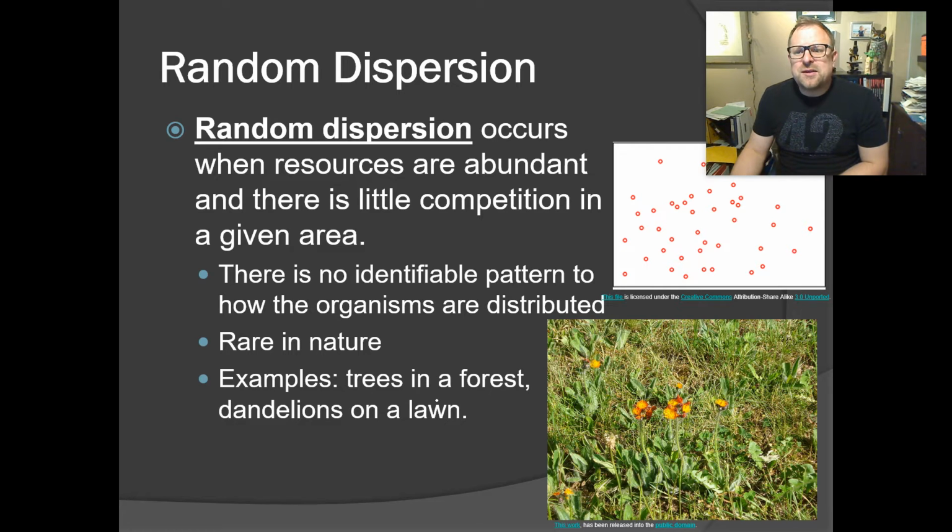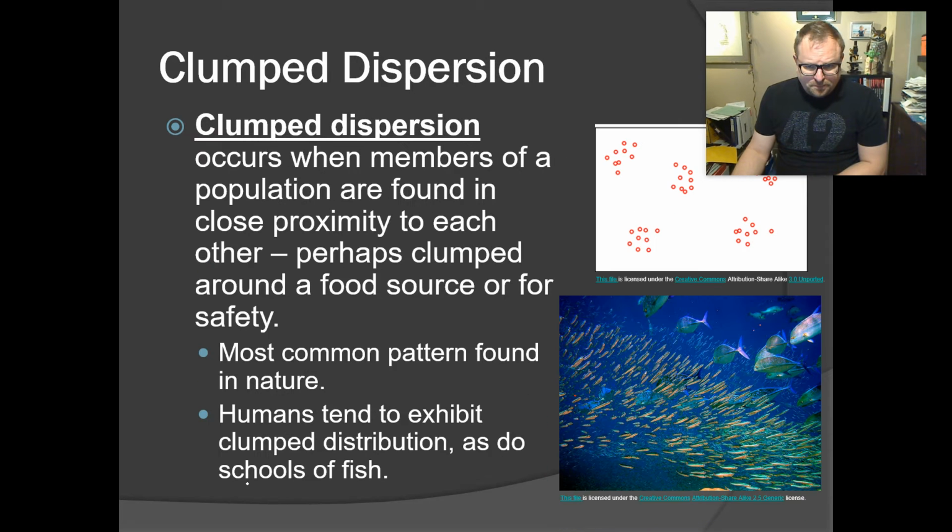Same with trees and other things that have that distribution. They don't have much choice as to where they end up, I guess would be the best way to put it. Then we get clumped distributions, and this occurs when members of a population are found in close proximity to each other, perhaps clumped around a food source or for safety, right? So, a resource or maybe for safety reasons.